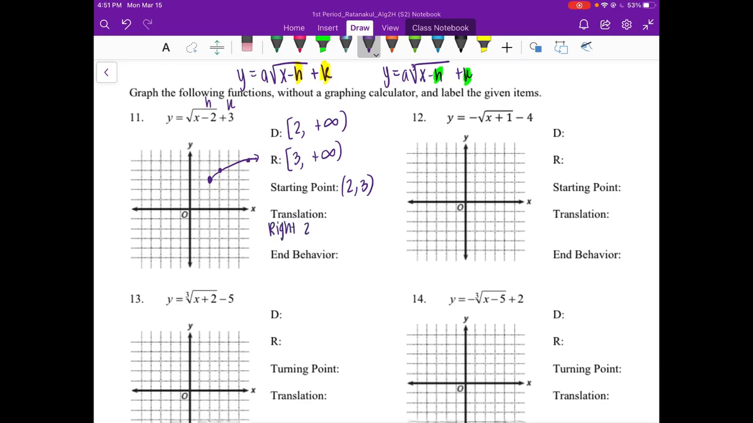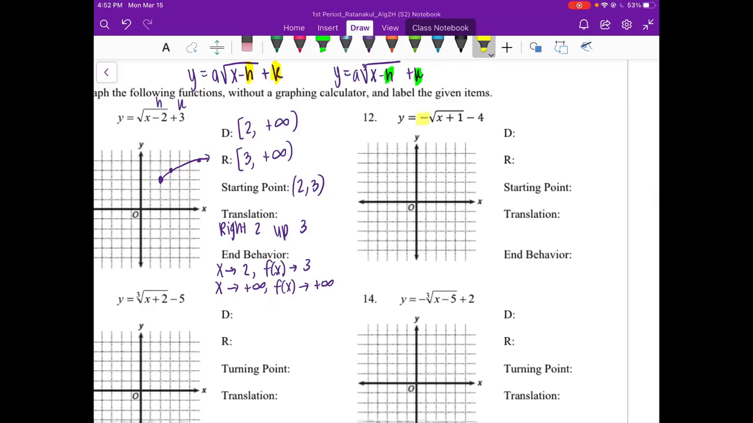Translation, we moved right 2 and up 3 from the origin. And our end behavior, as x goes to 2, f of x goes to 3, that's what's happening on the left side. And as x goes to positive infinity, f of x goes to positive infinity.